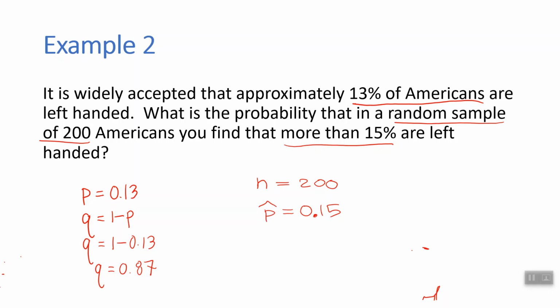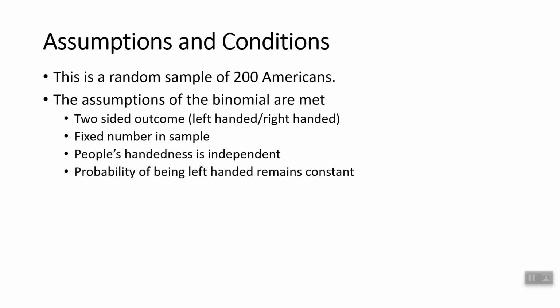So I have an idea of how I might want to solve this by using the normal distribution. Before I do, I need to check that the assumptions and conditions are in order. The first thing is that we have a random sample. This is indeed a random sample of 200 Americans. The next thing I need to be certain of is that the conditions for the binomial are met. Here they are. You could pause this video and read through these, but they are in fact true.